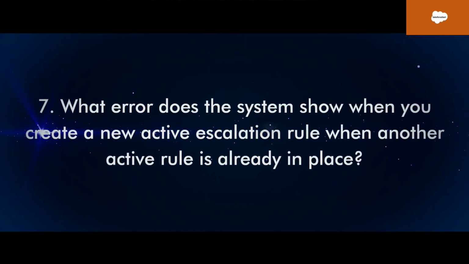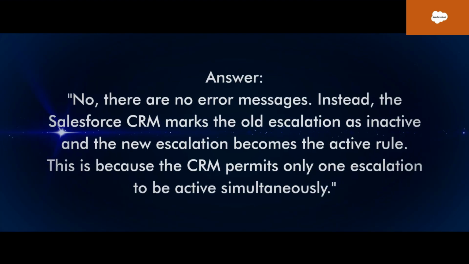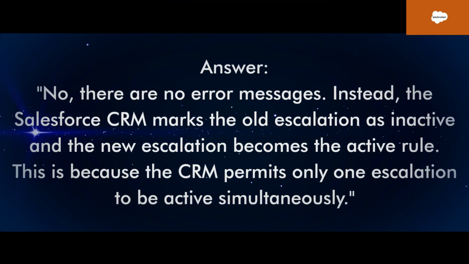7. What error does the system show when you create a new active escalation rule when another active rule is already in place? Answer. No, there are no error messages. Instead, the Salesforce CRM marks the old escalation as inactive and the new escalation becomes the active rule. This is because the CRM permits only one escalation to be active simultaneously.